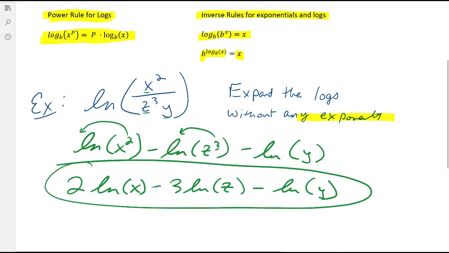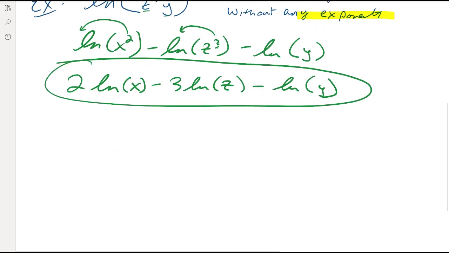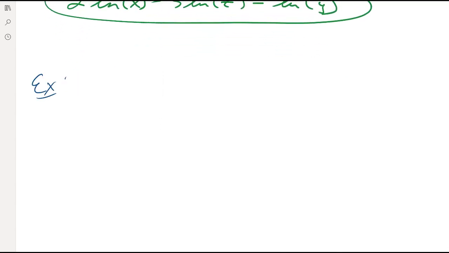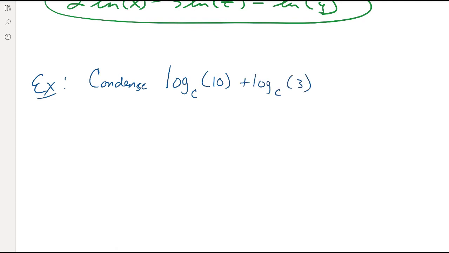All right? Okay. We're going to do a few more of these. How about this example? What if we're asked to go the other direction? What if we're asked to condense the following logs? What if it's log base c of 10 plus log base c of 3? Okay. So now we're going the other way. These are already expanded out. We want to bring these together as a single log.